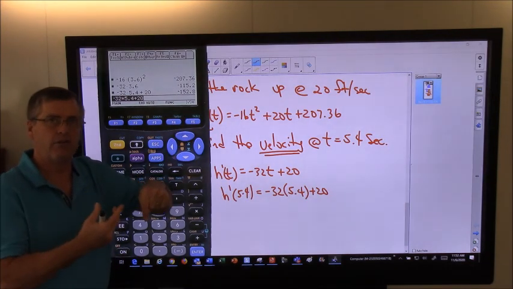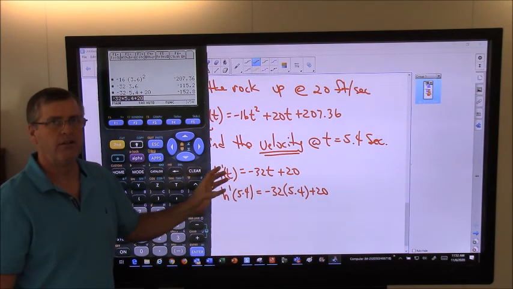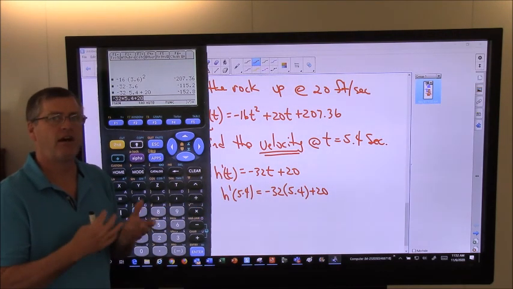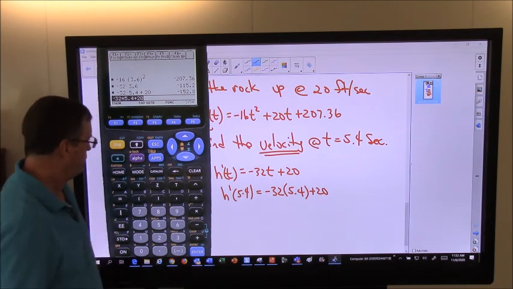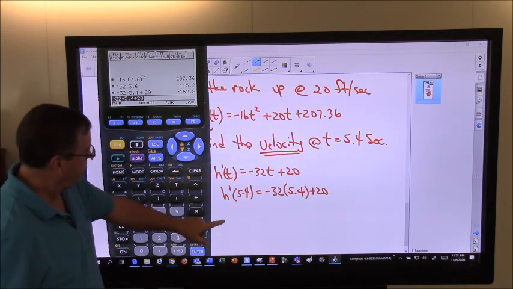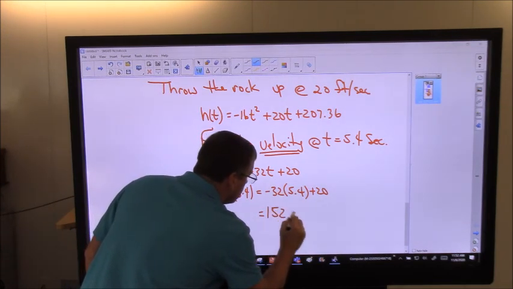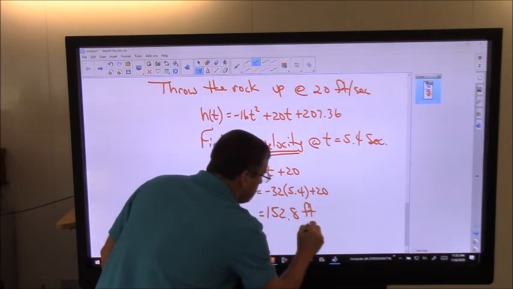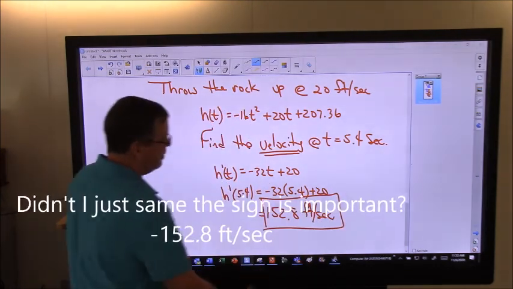You want to include that sign, okay? Whenever we talk about objects flying through the air, the positive or negative velocity tells us up versus down, so it's important. Okay, so 152.8 feet per second. Don't forget the label. That's how fast that rock is falling now.